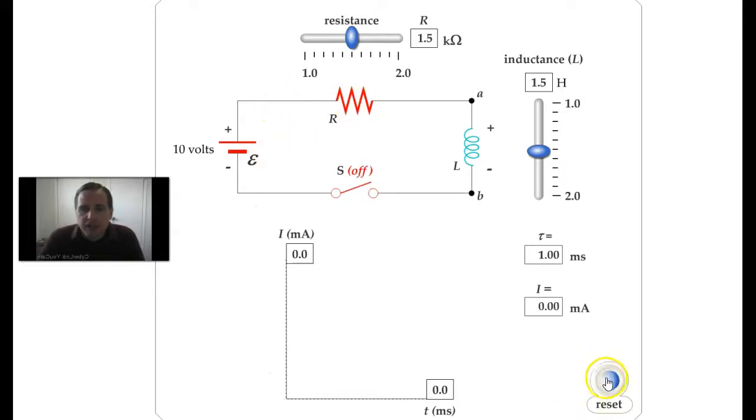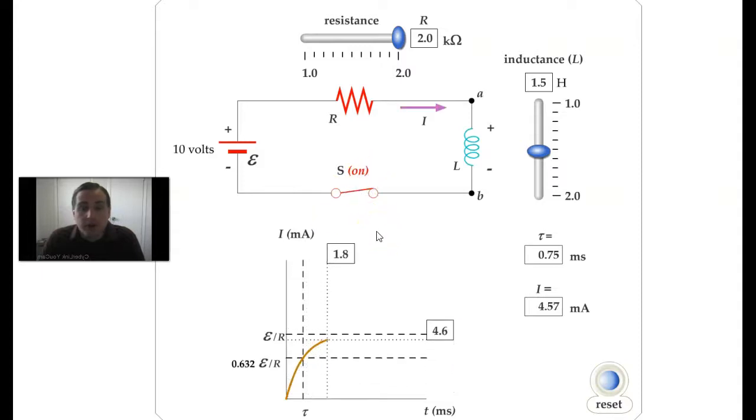Now let's see if we reset, and let's see what happens if we increase the resistance. Notice it looks like the time constant goes down, and let's think about why that is. So if we have greater resistance, I think it should take less time for this current to reach its maximum value. Why is that? Well, because of Ohm's law, if you have a greater resistance, the maximum value of the current you need to reach is smaller. So it doesn't take as long to get there.